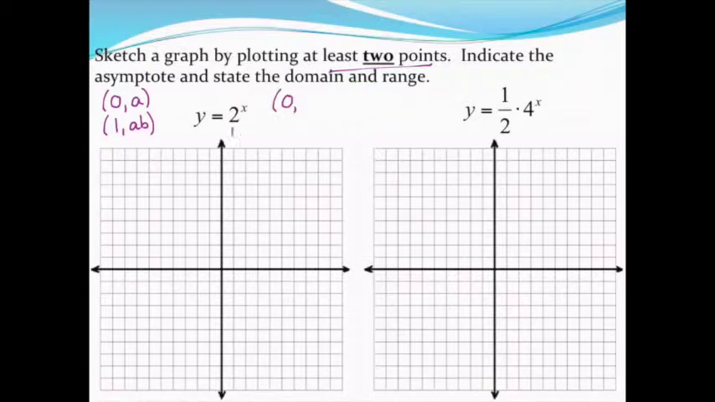2 is not your a value. 2 is actually the base, the number with the exponent. The a value is the number in front, which I don't see in this case, so I may want to throw a 1 times in front so I can see that a value. So right off the bat I try to trick you, so be careful of that.